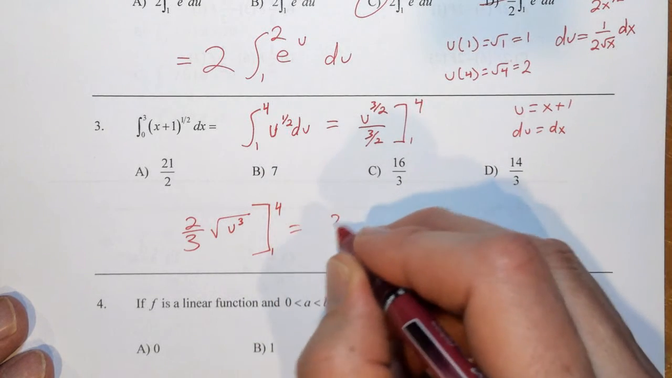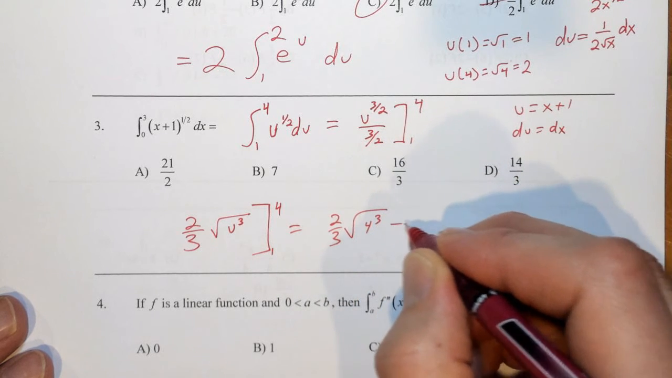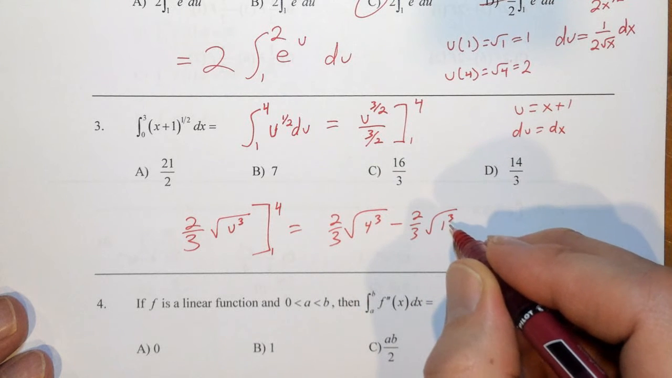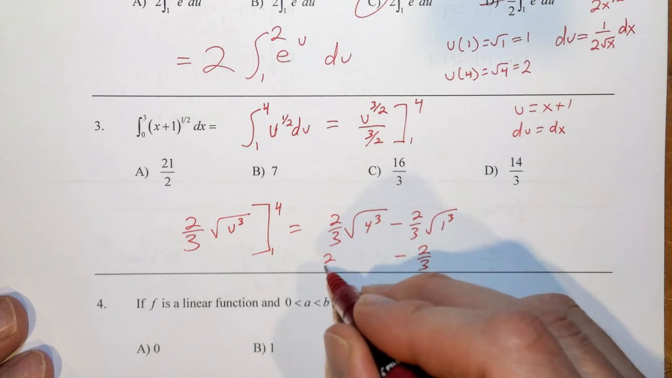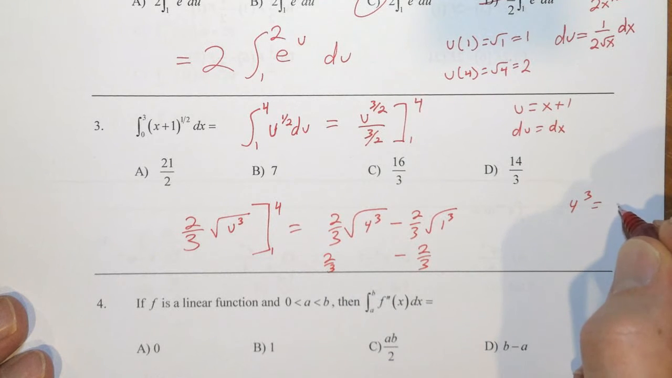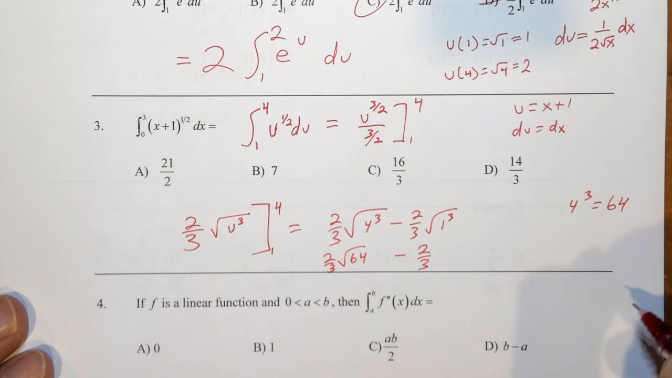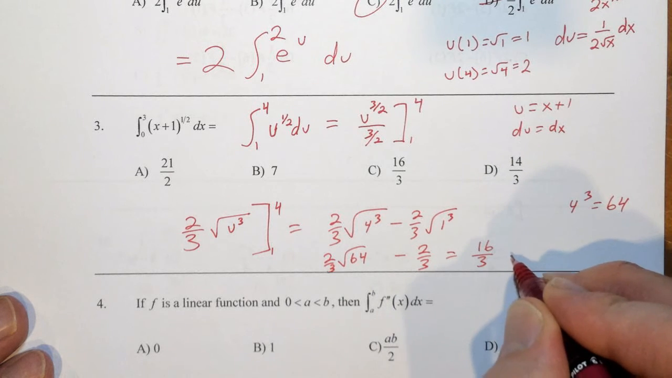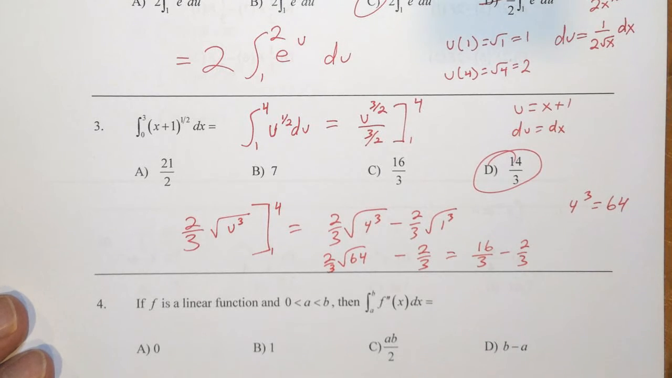So when we plug in the 4, we have the square root of 4 cubed, and then we plug in the 1, the square root of 1 cubed. Now obviously 1 cubed is 1, square root of 1 is 1, so we've got 2/3 here. What's happening over in the first part, we still have our 2/3, 4 cubed, 4 times 4 times 4, we know is 64, so this is the square root of 64, which we also know is 8. So 8 times 2 is 16, so we have 16/3 minus 2/3 for a final answer of 14/3.